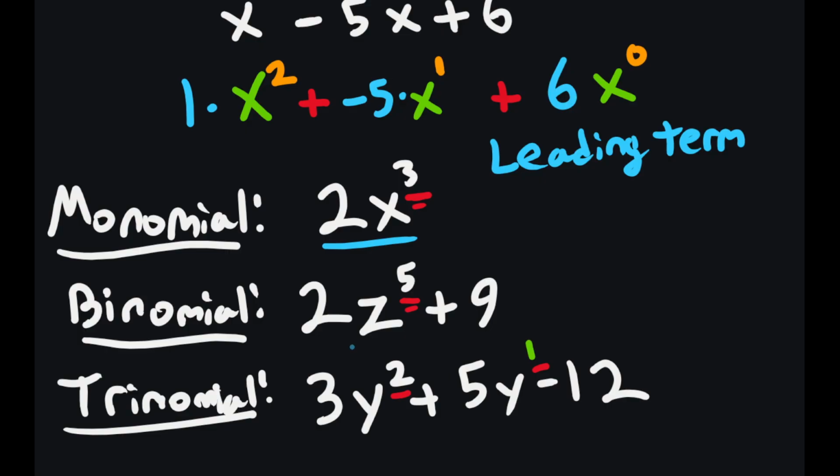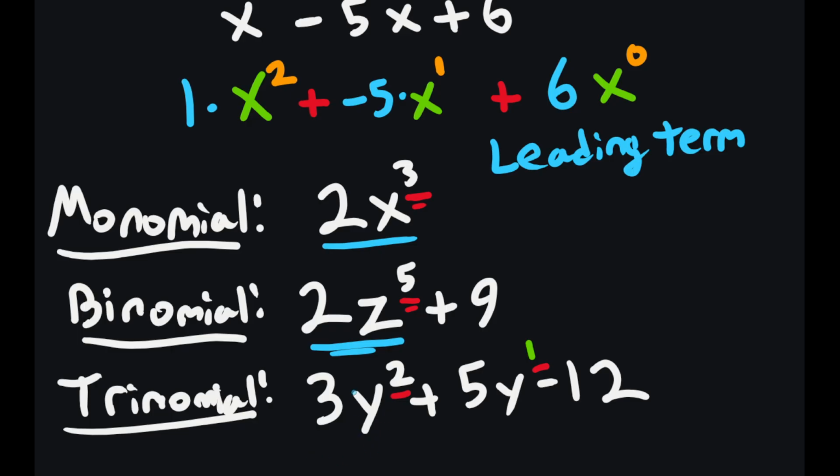And this binomial, there are two terms. But which one is the leading term? Well, which one has the highest exponent? It's this one, 2z to the power of 5. It has an exponent of 5, which is greater than this 9's exponent right here.